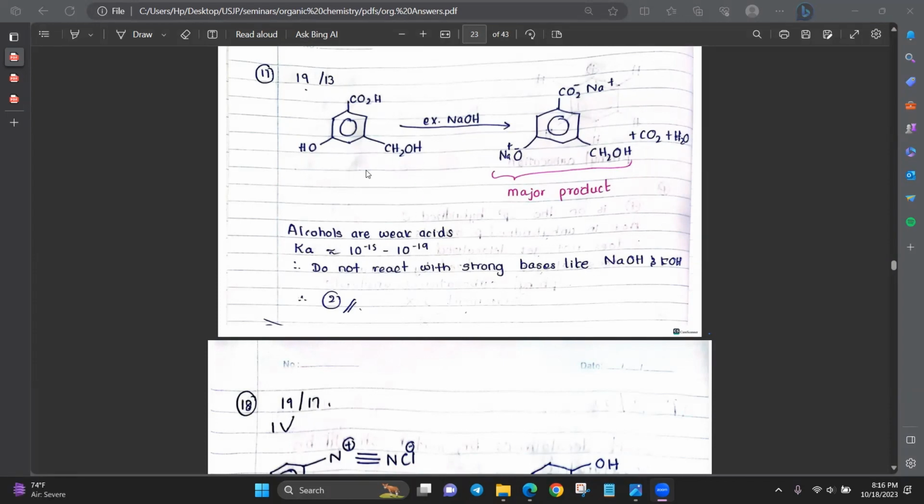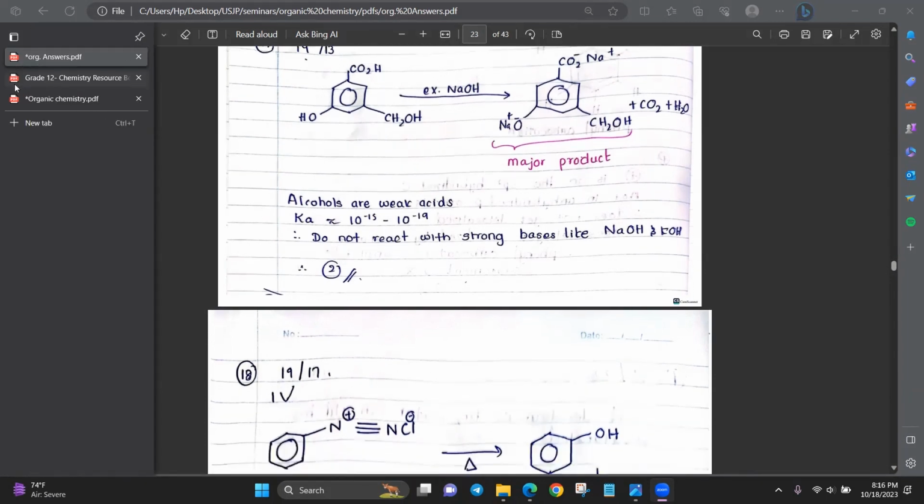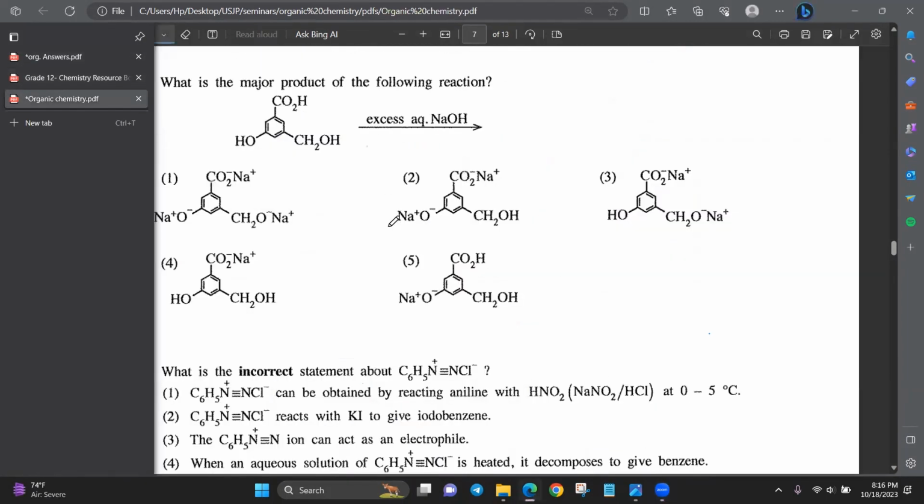But alcohols are weak acids. Their Ka value is 10 to the power minus 15 to 10 to the power minus 19. That means a very small Ka value, so it is a very weak acid. It is not acidic enough to react with strong bases like sodium hydroxide or potassium hydroxide. So it will remain the same with excess sodium hydroxide. So this will be our major product, and the answer is answer number 2.